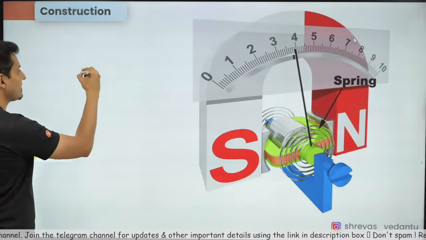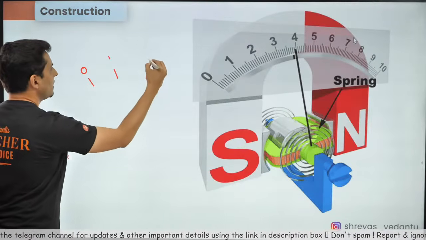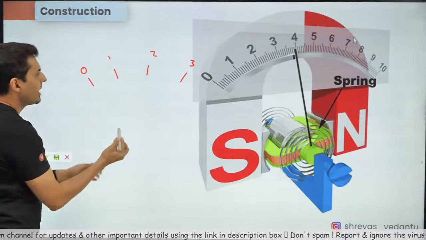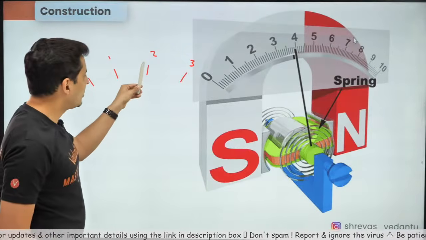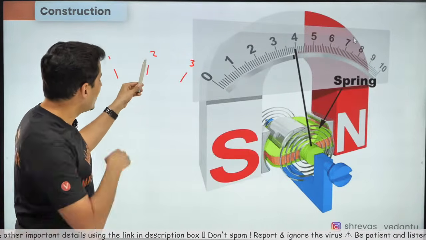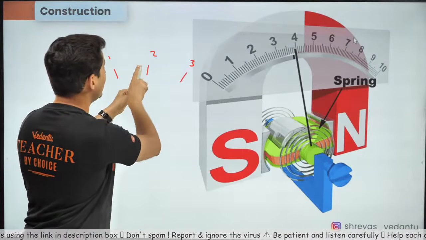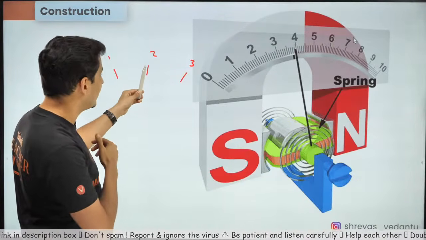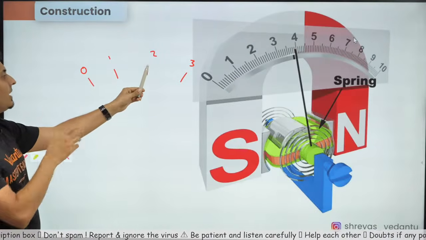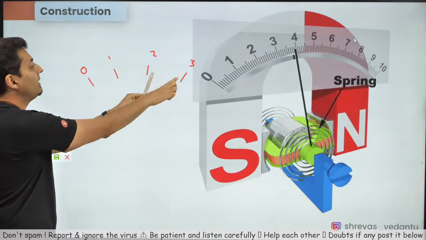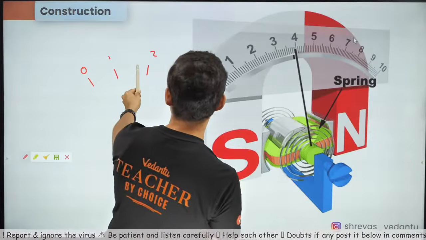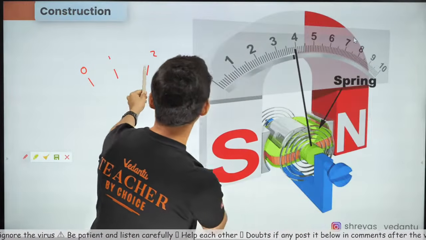If there are these markings like 0, 1, 2, 3, and this pointer is here. If you see directly in front, then you might see that the needle is just in front of 2. But if you go a little bit on the side, then you will feel that the pointer is between 2 and 3. If you see it from here, then you will feel that it is between 1 and 2.